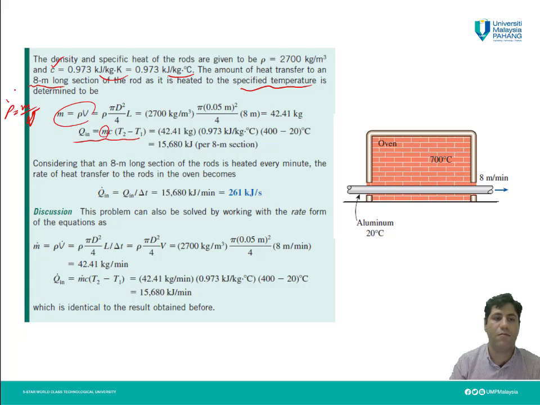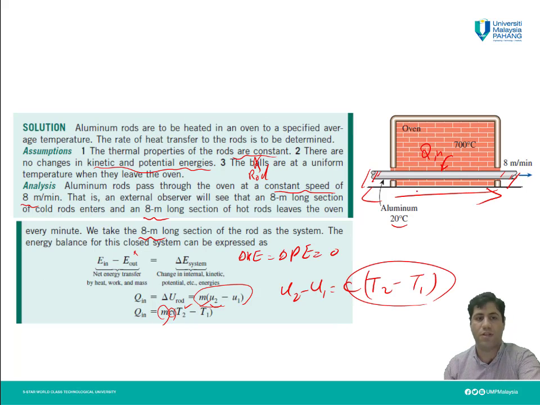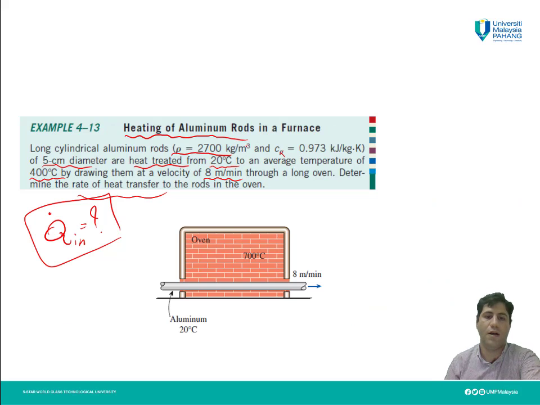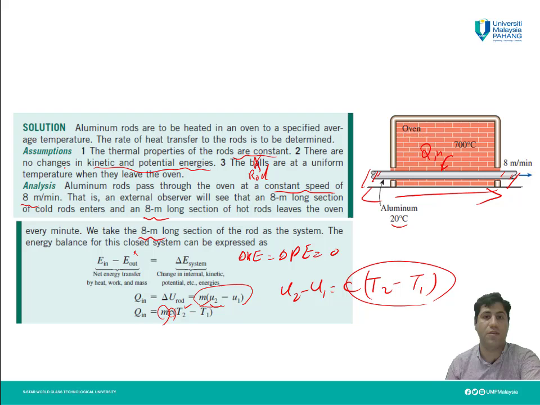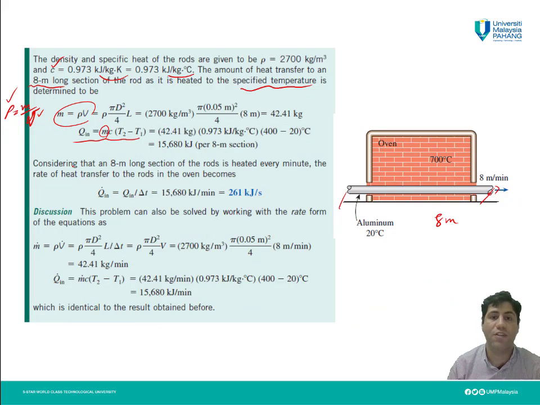So here we have rho. We can calculate volume because we know the length of the rod, 8 meters, and we also know the diameter. Diameter is given. Let me just find it: the diameter is 5 centimeters. So we have the diameter and we have its length.